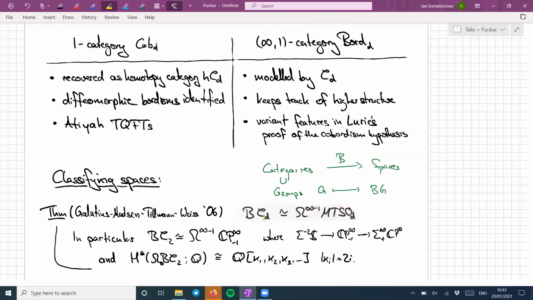Maybe for concreteness, if you look at the surface category again that I drew earlier, then in this case, MTSO(2) is also known as CP infinity minus 1. It's almost the same thing as the suspension spectrum of CP infinity, but with an additional cell in degree minus 2. So if we want to compute the cohomology of that, then we know the cohomology of CP infinity. There are all the powers of the first Chern class. And from that, it follows that the cohomology of the surface category is essentially a polynomial ring on these kappa classes, kappa 1 to kappa 3.